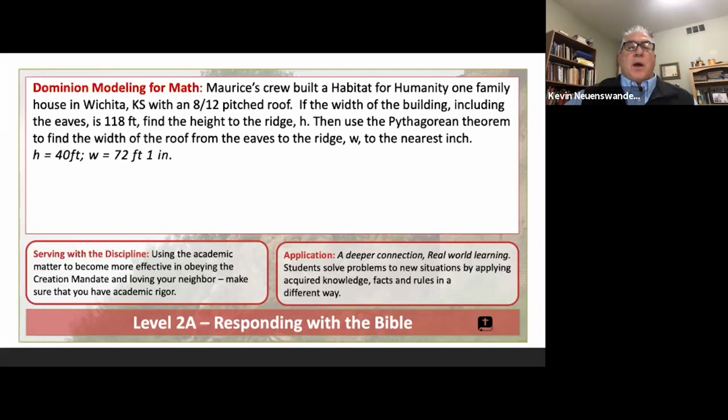Using a word problem: Maurice's crew built a Habitat for Humanity one-family house in Wichita, Kansas, with an 8/12 pitched roof. And the width of the building, including the eaves, is 118 feet. Find the height to the ridge, H. Then use the Pythagorean theorem to find, okay, the math part. I'm not very good at math. I took part of this from one of the textbooks at Bob Jones University Press. I love that even in the word problem, it ties math into service, serving others for the glory of God.